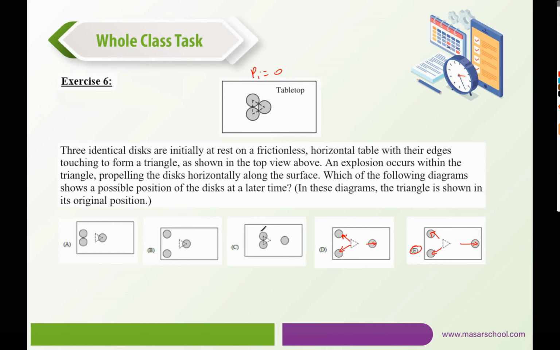Now this is wrong because here the momentum is 0 and here the momentum is 0, and we would end up having a momentum to the right which is not 0. Similarly here and similarly here, if you do the vector representation, which means that E is the correct one.